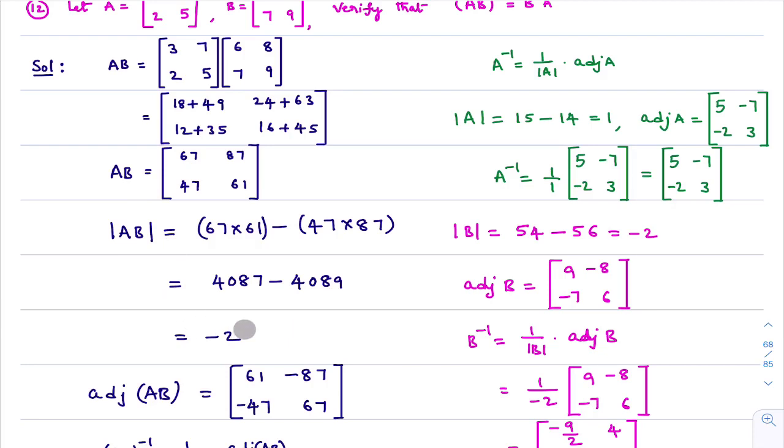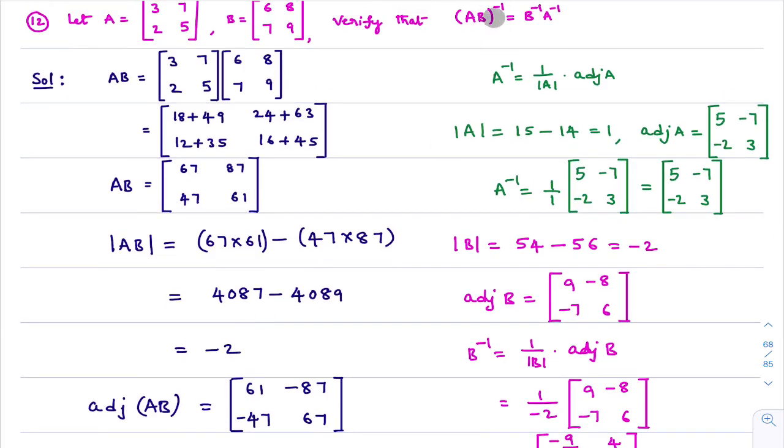To calculate (AB) whole inverse, what do I need? I need two things. One is the determinant of AB, another is the adjoint of AB. Now I'll calculate the adjoint of AB. In earlier classes you learned that calculating the adjoint of a 2 by 2 matrix is very easy. It is not like a 3 by 3 matrix.